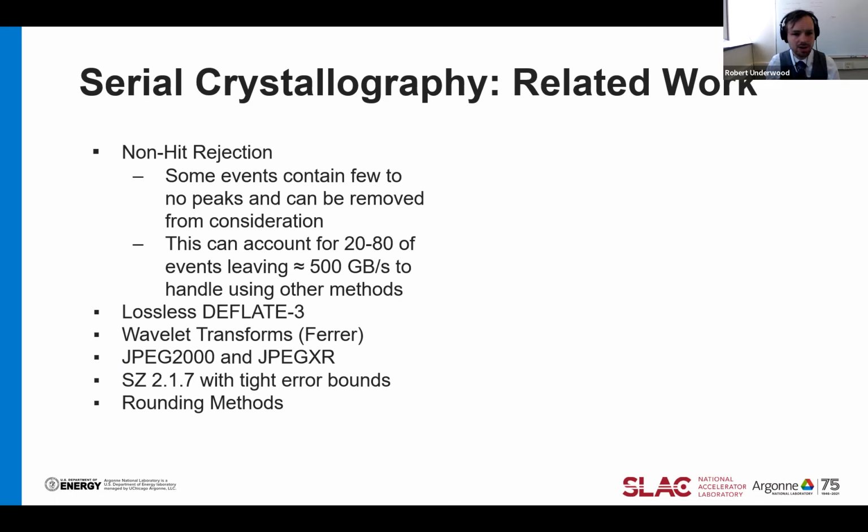Some other techniques that have been tried include lossless compression, Deflate, GZIP is another name for this kind of method. Some people have considered wavelet transforms or things that are vaguely based off a discrete cosine transform, such as JPEG 2000 or JPEG XR. Some people have even tried SZ or rounding methods to potentially address some of these concerns. But each of these methods leaves us wanting, either in the compression ratio that we can possibly recover, or in the quality of the data and being able to reconstruct the electron densities that we care about.